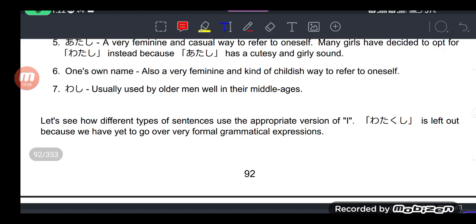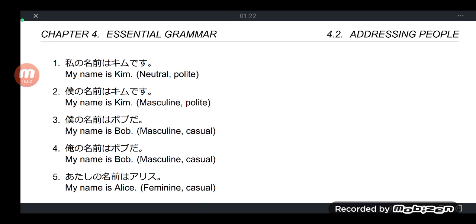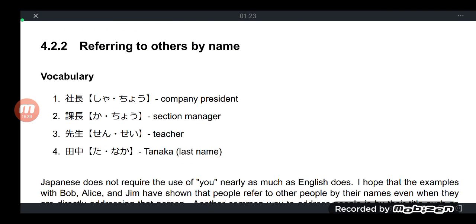Okay, so you may screenshot other examples, but I will just name some examples. You say, my name is Kim. Watashi no namae wa Kim desu. Boku no namae wa Kim desu. Please take note that when you say neutral, it's unisex. Because in Japan you have to be wary and sensitive about the level of politeness, or if you want to be casual, so you have to be sensitive on that. Okay, so referring to others by name.